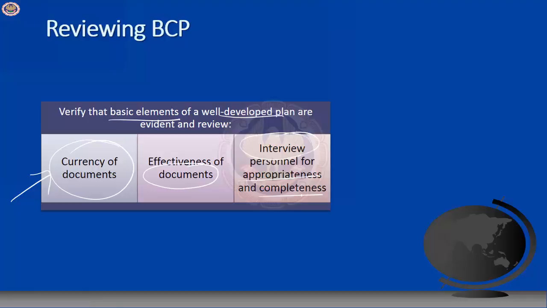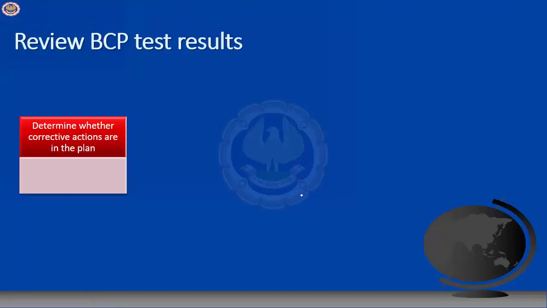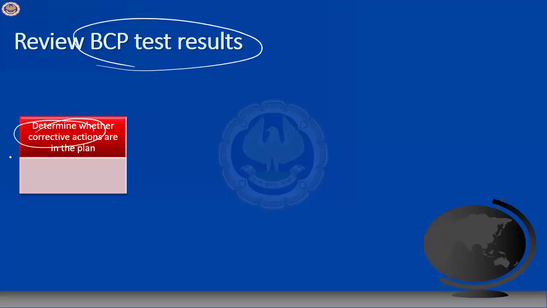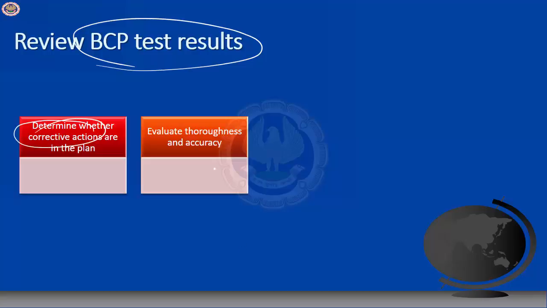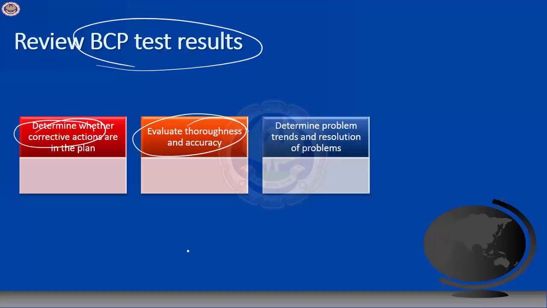You interview the personnel to check whether they know what is to be done. You know that they know the responsibility in the case of a disaster. You also review the BCP test results, whether testing has been done, what the impact of the testing, and whether based on the results of the testing, corrective action has been taken. You evaluate the thoroughness and accuracy of the business continuity plan, whether it reflects the correct situation, and whether it's been up to date, and whether it corresponds to the responsibilities which have been applied.